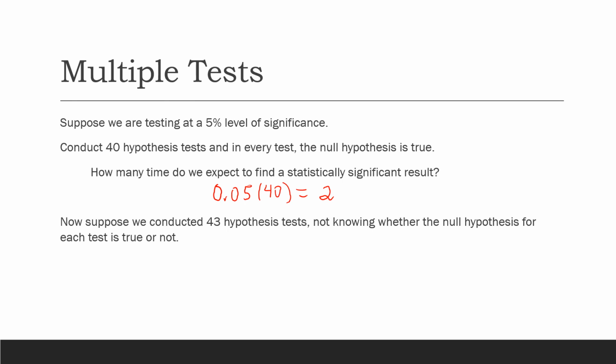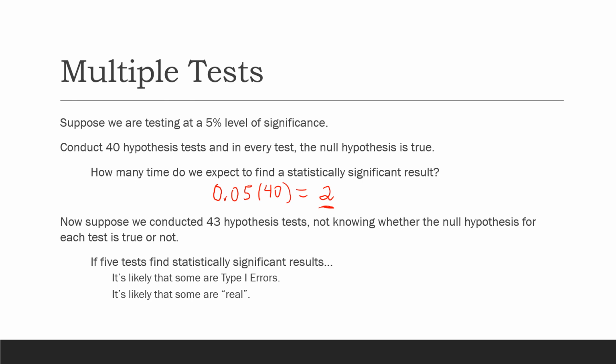Now suppose we conduct 43 hypothesis tests, not knowing whether the null hypothesis is true for each of them. If 5 of the tests come out to be statistically significant, it's likely that some of them are type 1 errors, because remember, we're expecting 2 type 1 errors if I do 40 tests and there's not any departure from the null hypothesis. So it's likely that I might have some type 1 errors. It's also likely that some of those might be real relationships that I've uncovered. And the question is, how do I know which?